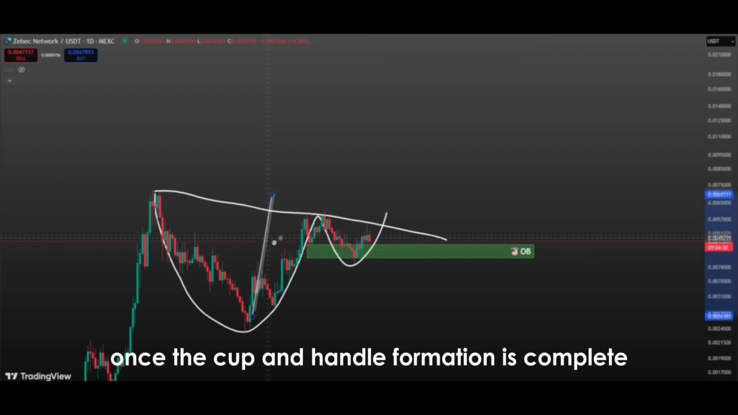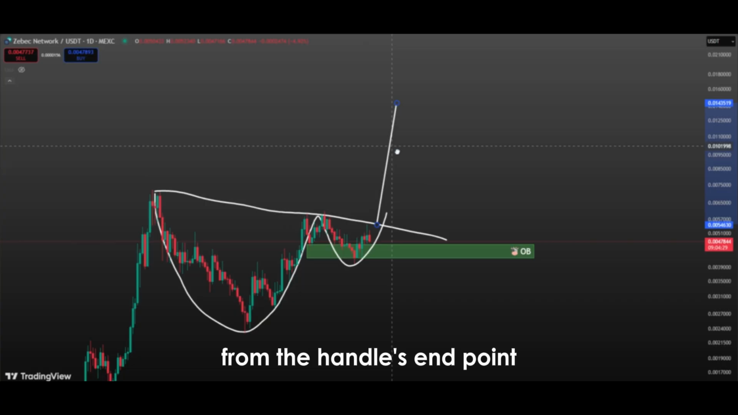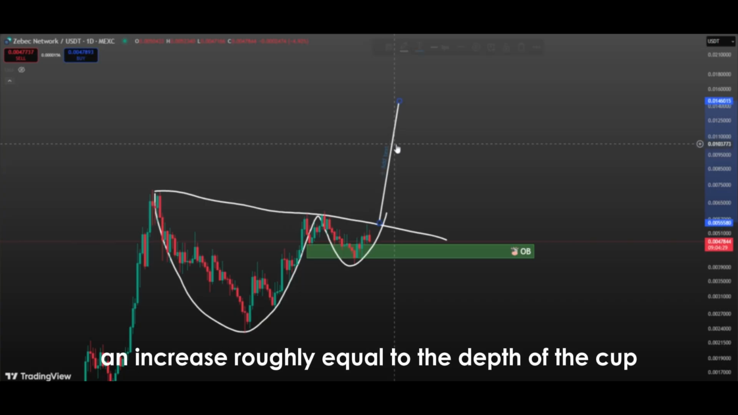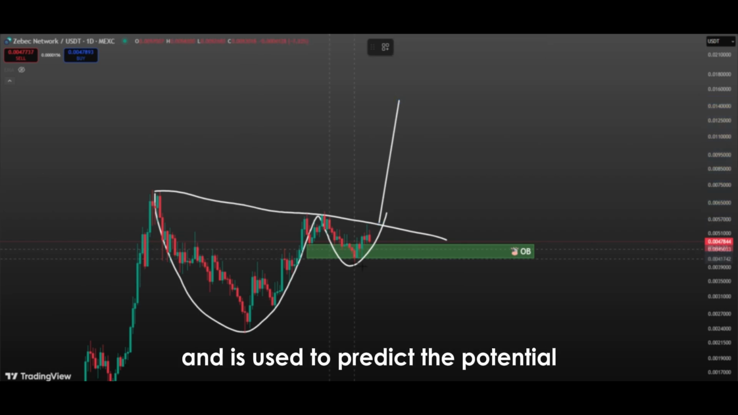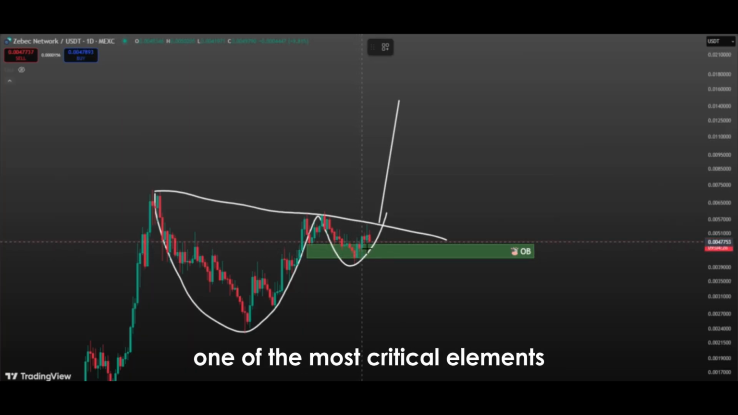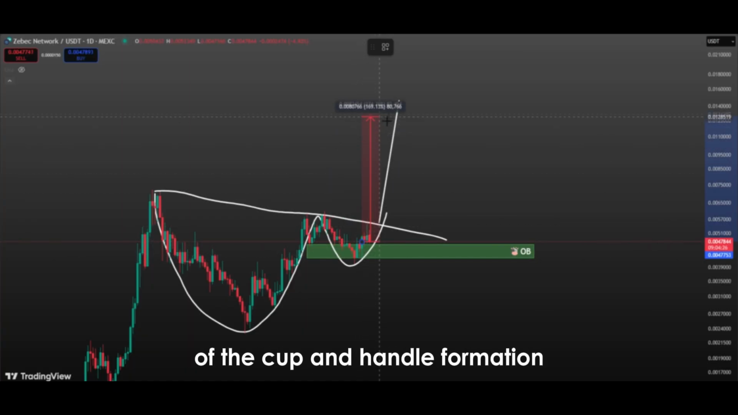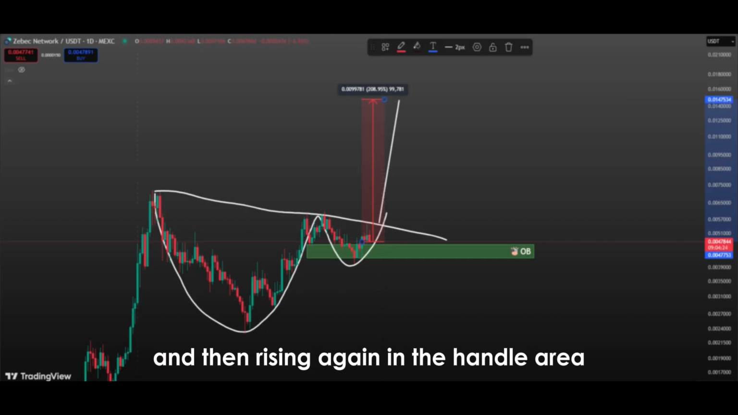Once the cup and handle formation is complete and the price begins to rise from the handle's endpoint, an increase roughly equal to the depth of the cup is generally expected. This is considered a classic target by technical analysts and is used to predict the potential ceiling level of the price. One of the most critical elements of the cup and handle formation is the price slowly forming a base in the cup area and then rising again in the handle area.